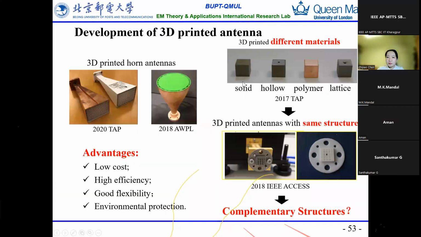And for this antenna, 3D printing is utilized because it is very low cost. In the antenna society, many people have already tried 3D printed horn antennas, designing them with higher gain or lower side lobe, or trying different materials to print in one antenna. For example, this antenna is printed with metal and dielectric. So I was thinking about designing a horn antenna with a complementary structure like this.